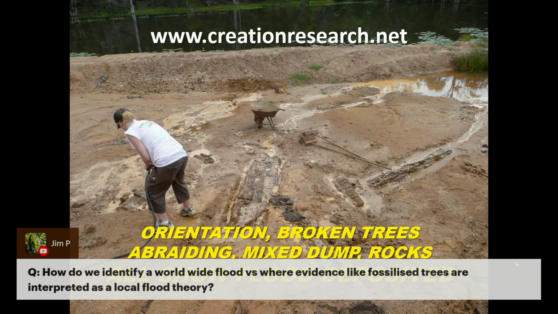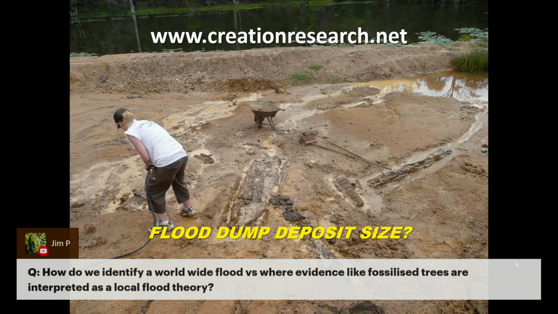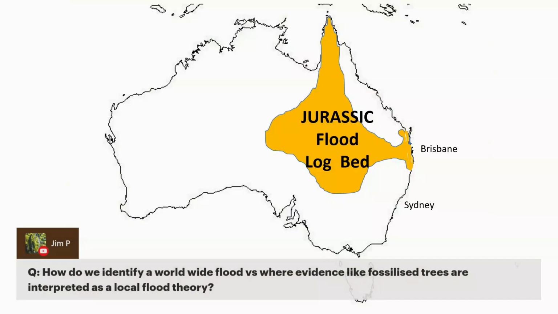But if we just focus in on the one specific log jam here, how big is this flood dump? How big is this log jam? Well, there's your Jurassic flood log bed in Australia. You can see it runs there. Gympie is sort of over in this area, north of Brisbane. And you can see that the Jurassic flood log bed goes all the way over Queensland, down into New South Wales, all the way over, touches the Northern Territory, and all the way up north in Queensland as well.